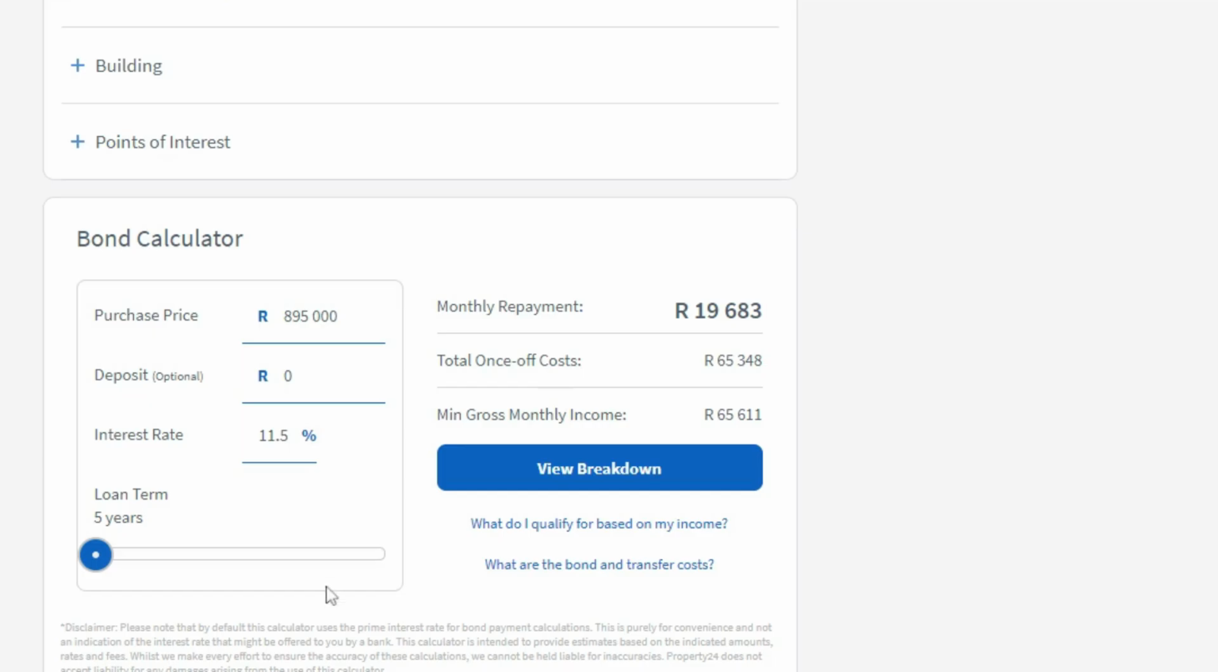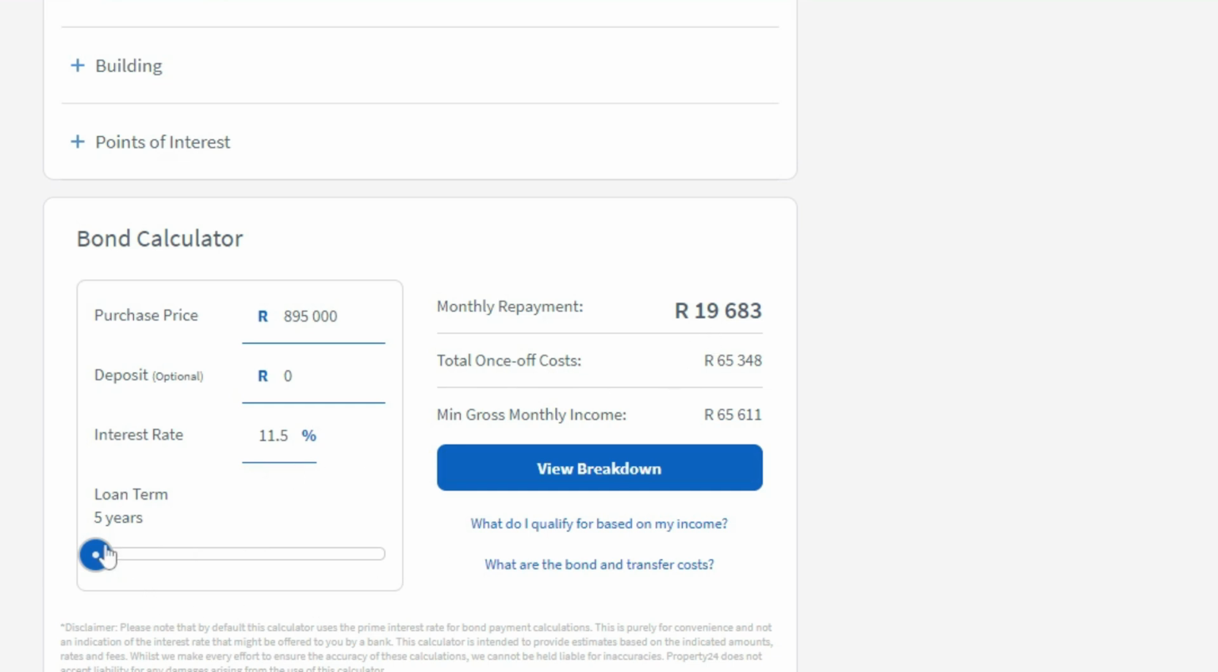So the purchase price is 895,000 rands. Deposit, we don't pay deposit. And the interest rate at the moment is 11.5%. It's been reduced by 25 basis points. At least it's cruising. And what I want you to pay attention to is the loan term and the repayment. How much are you going to pay?